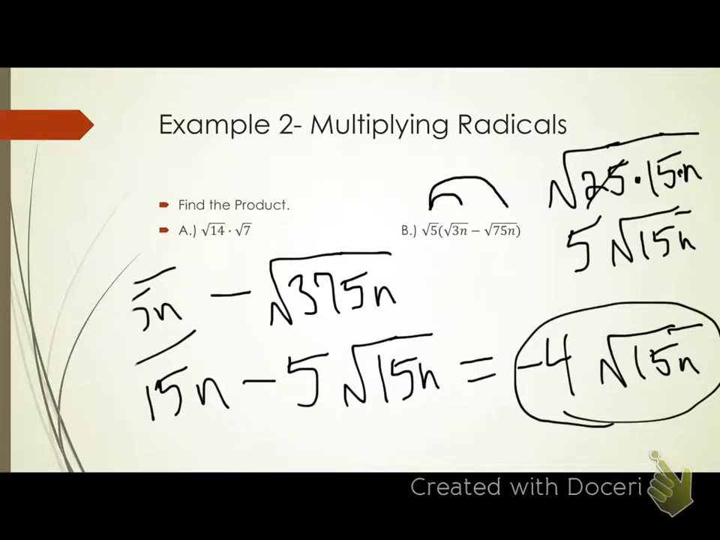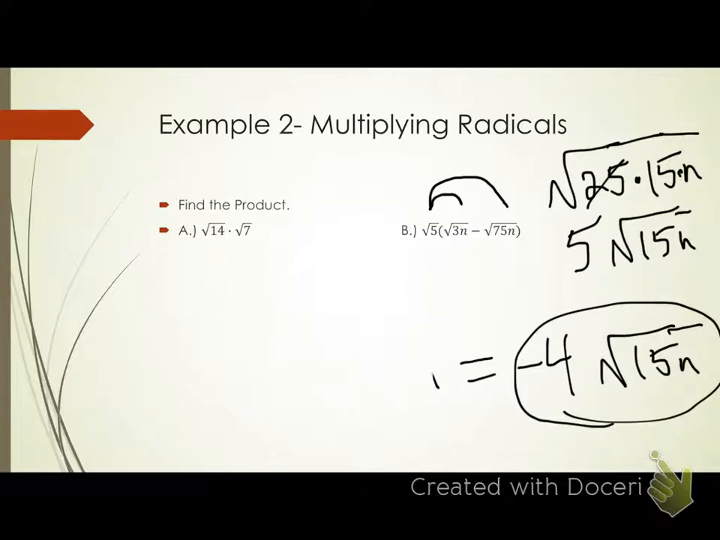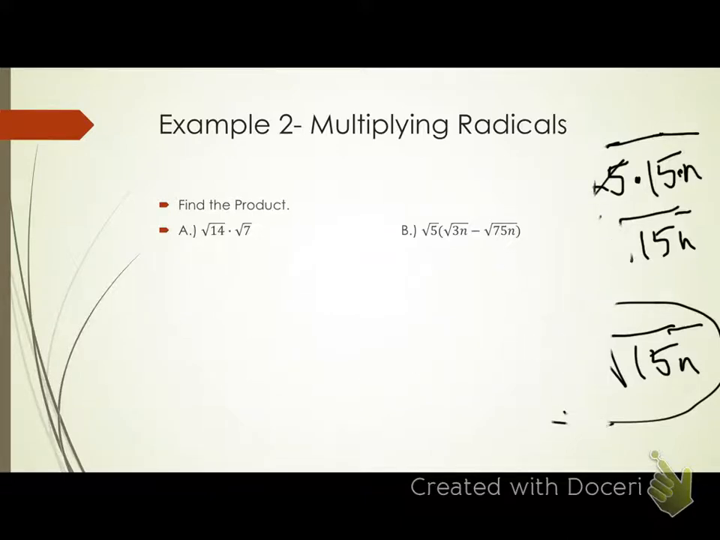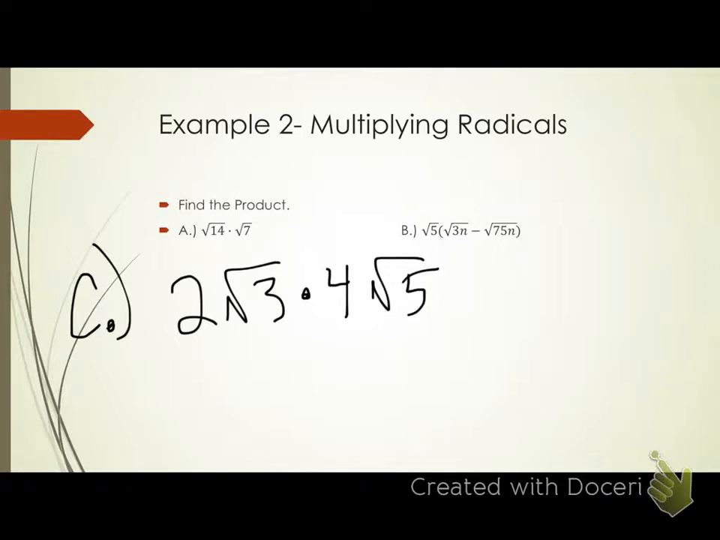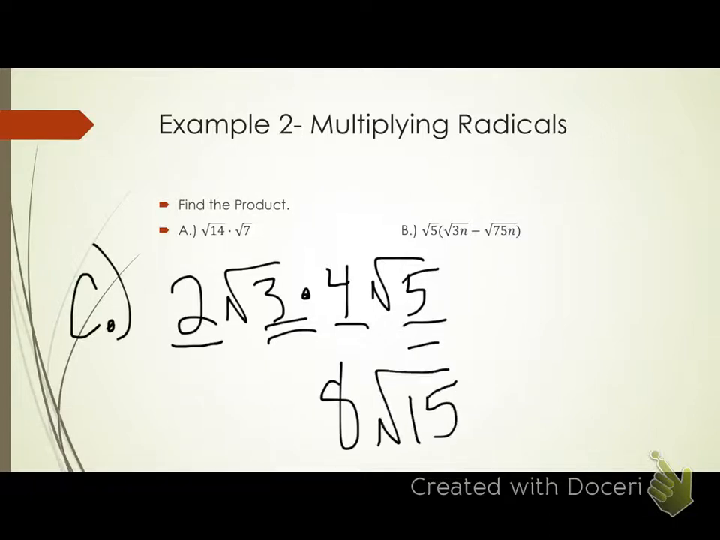Now I want to show y'all another example real quick. We'll call it letter C. Let's say I had 2 square root of 3 times 4 square root of 5. Now I have numbers in front of my radicals. That's okay. I just have to multiply the numbers in front of the radical. That gives me 8. Then I multiply the numbers under the radical. That gives me square root of 15.